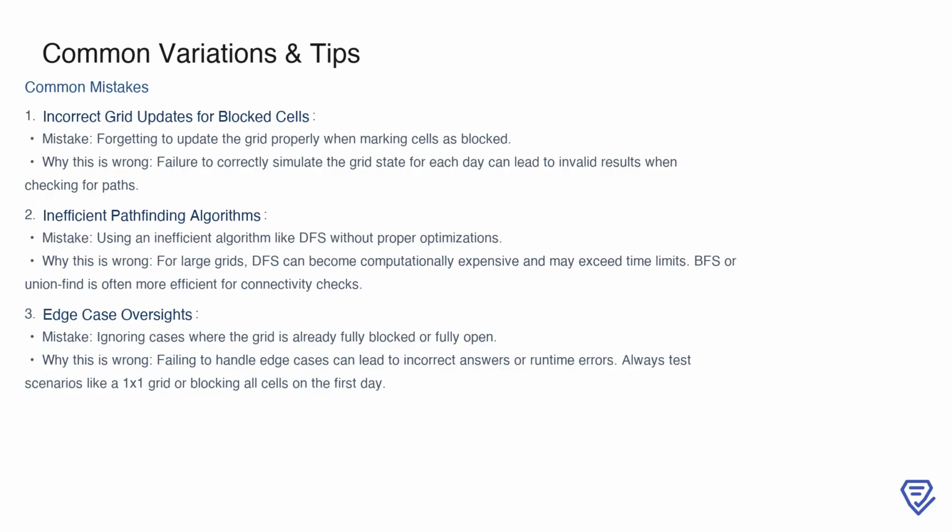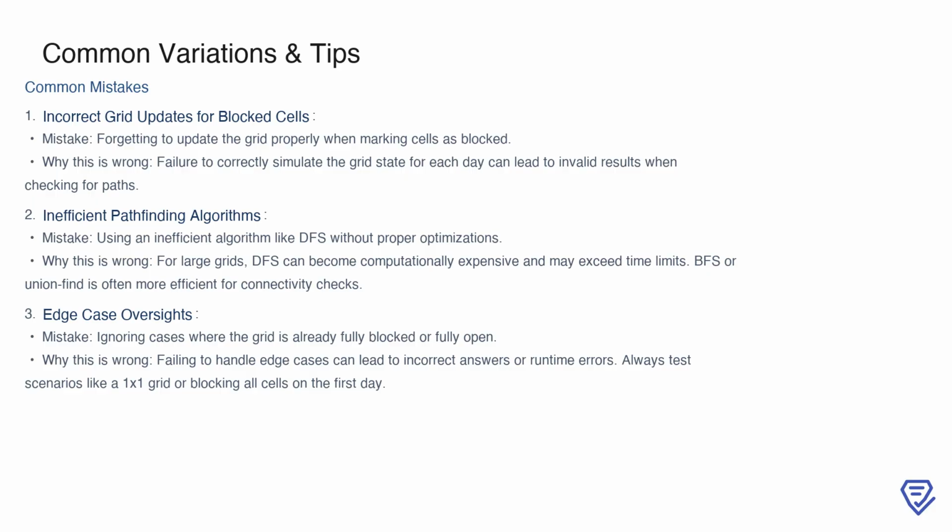First, failing to update the grid correctly when marking cells as blocked can lead to invalid simulations. It's essential to ensure that the grid state reflects the blocked cells accurately for each day, as any discrepancies will affect the pathfinding checks. Next, choosing an inefficient pathfinding algorithm, like using DFS without proper optimizations, can cause major performance issues on larger grids. Algorithms like BFS or UnionFind are generally better suited for these scenarios because they handle connectivity checks more efficiently. Finally, watch out for edge case oversights.